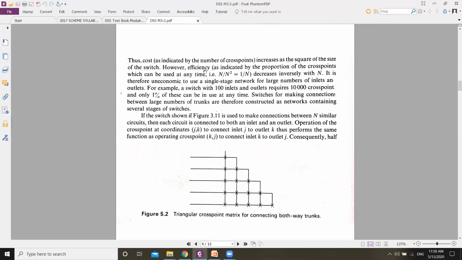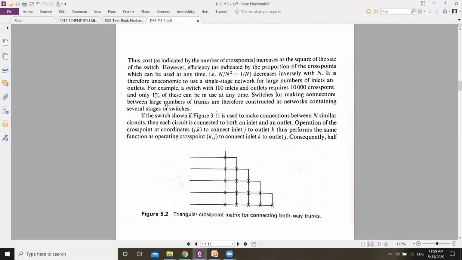However, the efficiency decreases inversely with N. That is what he is trying to say. The meaning is, if N increases, the efficiency decreases. Fine. So it is therefore uneconomic to use a single stage network for a large number of inlets and outlets. Since the cost is more, this becomes uneconomic.